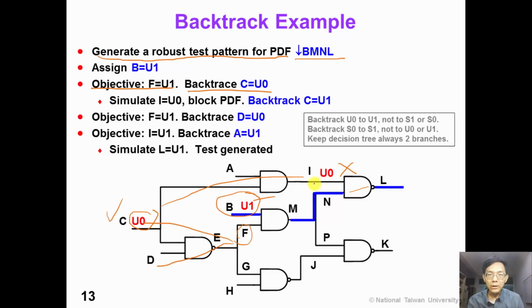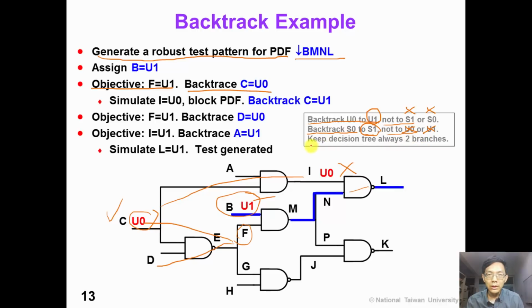We need to backtrack. In Lin's paper, they propose that we backtrack to the same type of value. That means we backtrack a U0 to U1. We don't backtrack it to S1 or S0. Similarly, we backtrack S0 to S1. We don't backtrack it to U0 or U1.